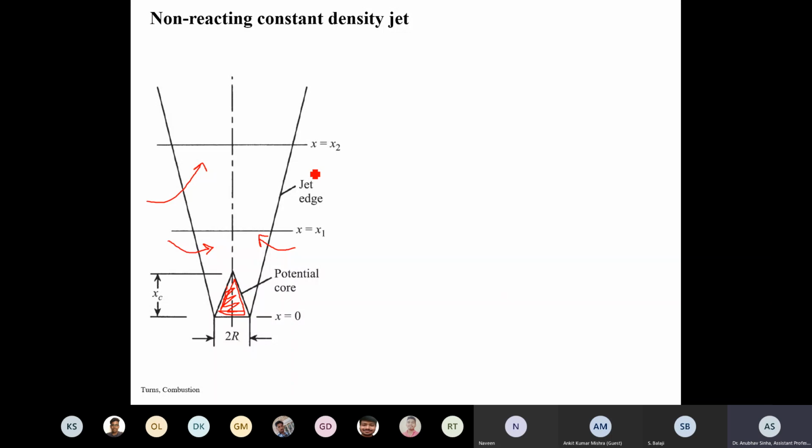So what will happen to the concentration of methane if you go along this line?